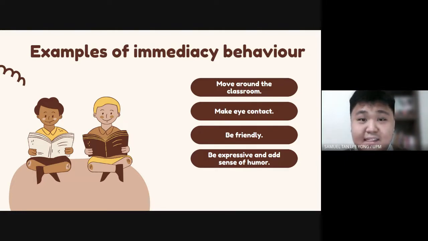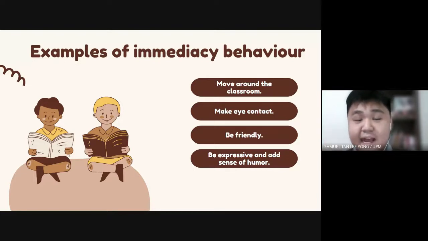If you're having a test or an examination, you don't walk around and stare at the students' answers, and then some teachers even shake their heads and sigh. That will create a very stressful environment for the students.